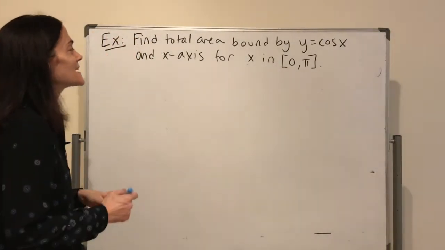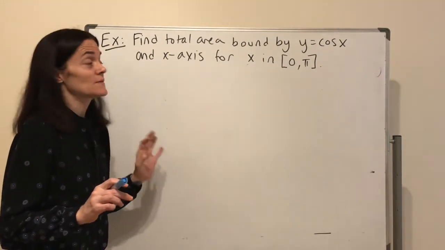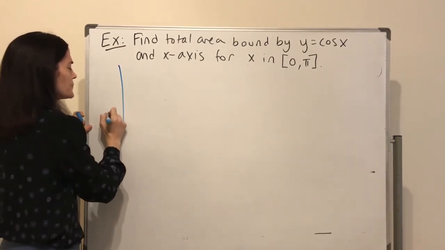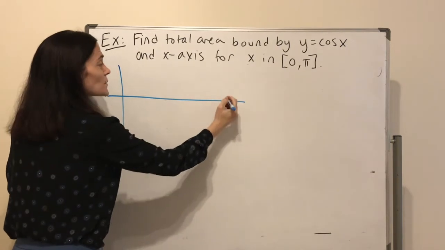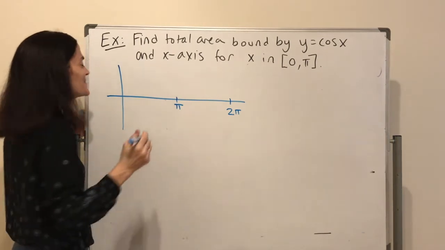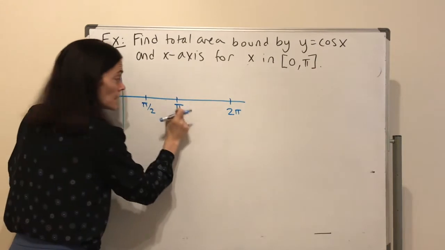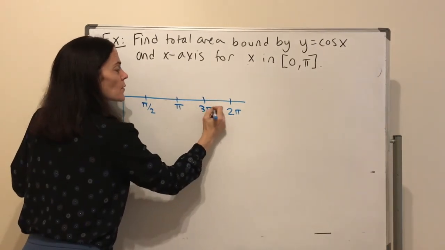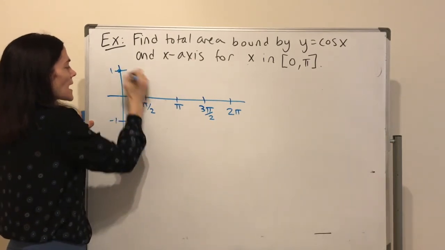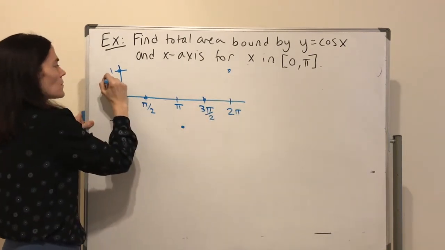Here's our first example. We want the total area bound by the cosine and the x-axis for x in 0 to pi. I can quickly sketch the cosine. I will sketch the cosine on its natural period of 2 pi because it's a little bit easier for me. I'm just used to graphing cosine on 0 to 2 pi, but then we're interested in the total area between 0 and pi. Cosine goes high, 0, low, 0, high, and then it looks like this.